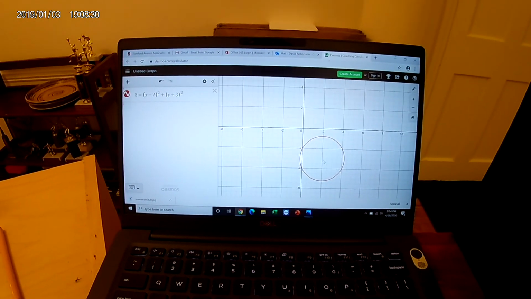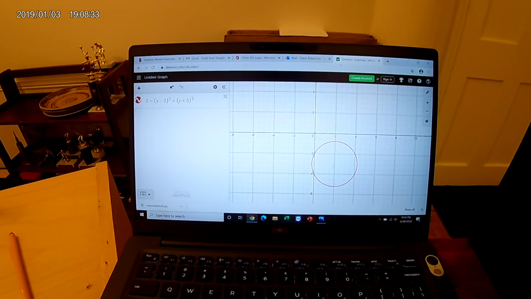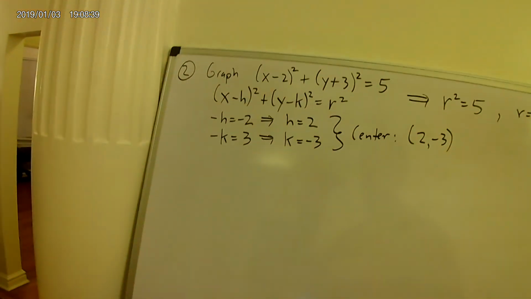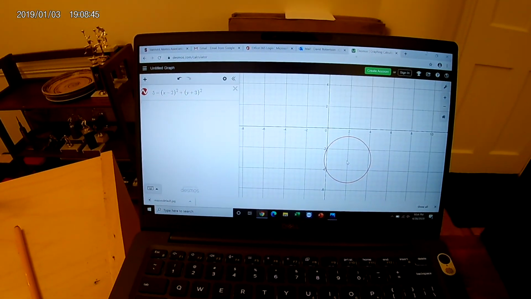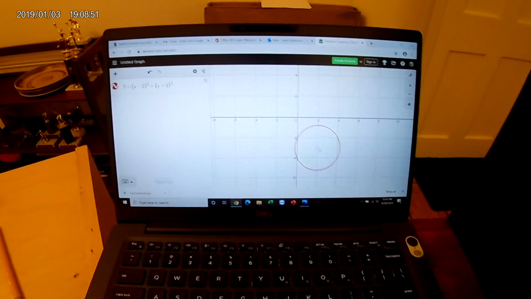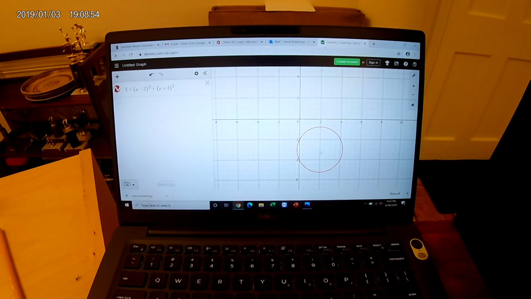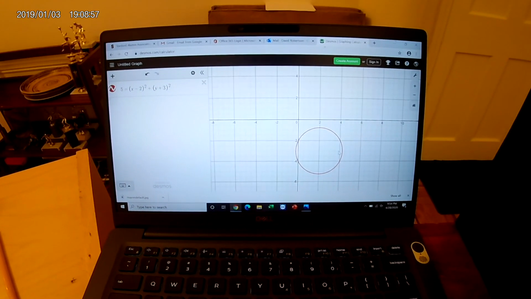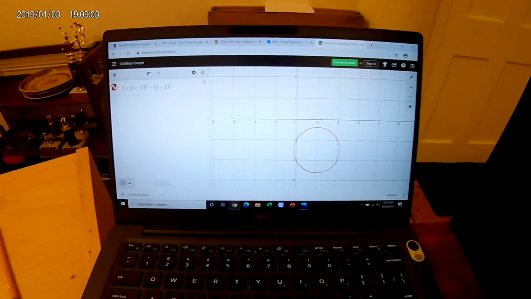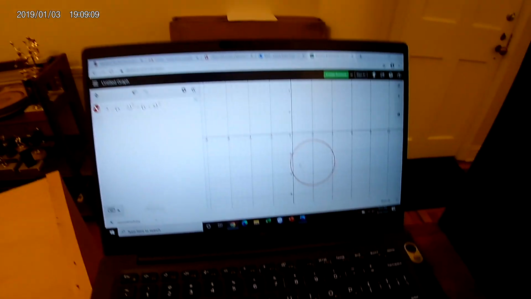And the center of this circle looks like it is at the point x equals 2, y equals minus 3, which is just as we would expect. As we found on the board, our center was (2, minus 3). And in addition to that, the radius should be square root of 5, or about 2.2, 2.3. For example, if you start right here, we go over to the right by 1 unit, 2 units, and then a little over 2 units, about 2.25 units. So it appears like the radius here is correct. And so this is a graph of this circle. Okay, I hope that made sense to you guys. That's our second example problem.